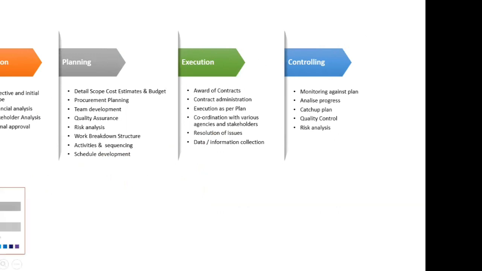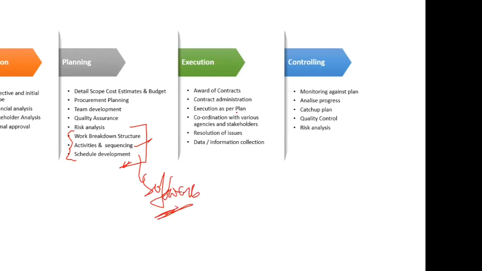Then in the planning stage, what will you do? You will prepare a detailed scope, cost estimation, and budget. You will do the procurement planning: what materials you need to procure, at what time, and in what quantity. You will not dump each and everything at the beginning of the project, so you need to properly design what quantity of materials you are going to procure at what particular time. Then team development, quality assurance, risk analysis, work breakdown structure, activities, sequence, and schedule development. All these activities will be done in a software.